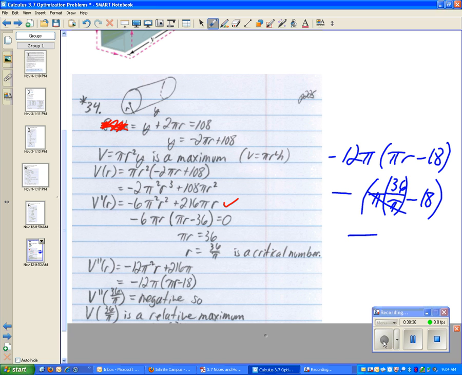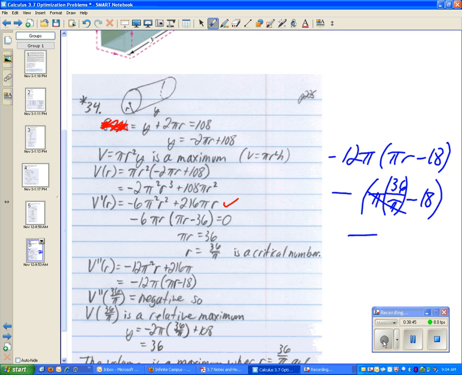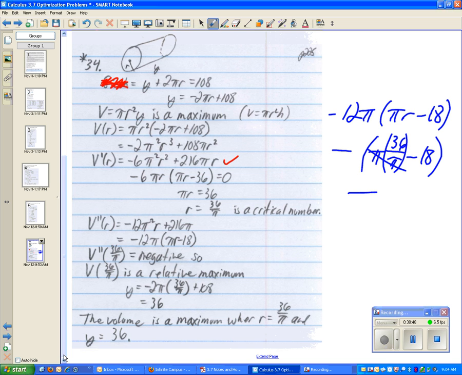We know one of our variables then that leads to the relative maximum, r, is 36 over pi. We need to figure out what y needs to equal. So go back to our equation for y, which was way up here, and replace r with 36 over pi. And it works out kind of nice. Pi's divide out. Negative 2 times 36. What is that? 72. Negative 72 plus 108, 36. The volume is a maximum when r equals 36 over pi and y equals 36.